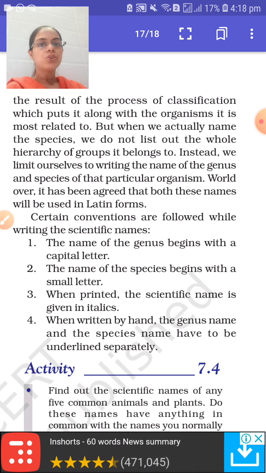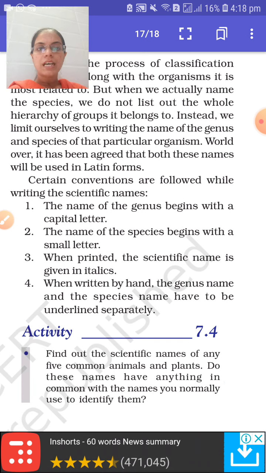Every time you write a name in binomial nomenclature, binomial means in two ways. The first one is genus and the second one is species. The two words are written. That's why it is known as binomial nomenclature. It was given by Carolus Linnaeus, and whenever you write this, it should be written in a Latin form.